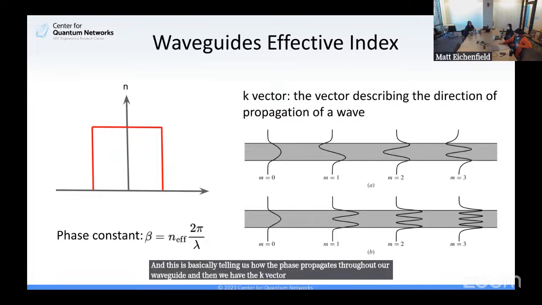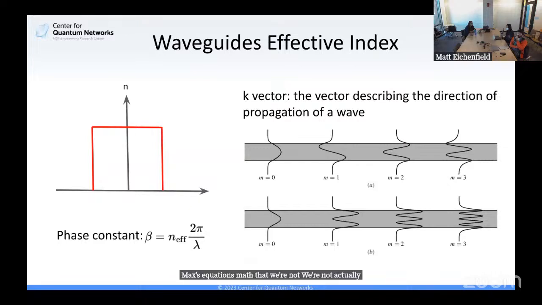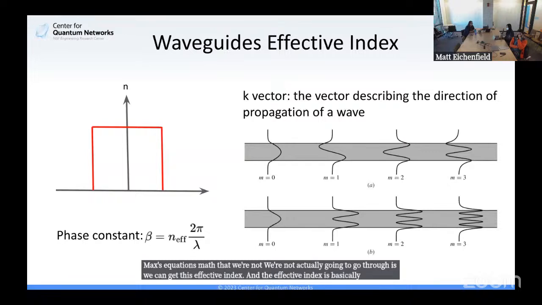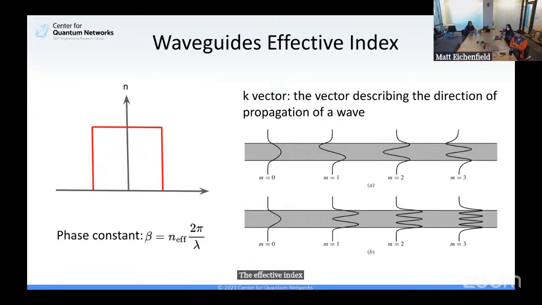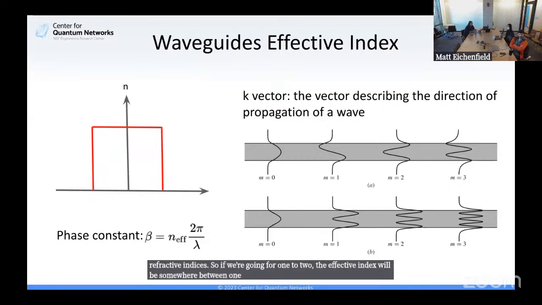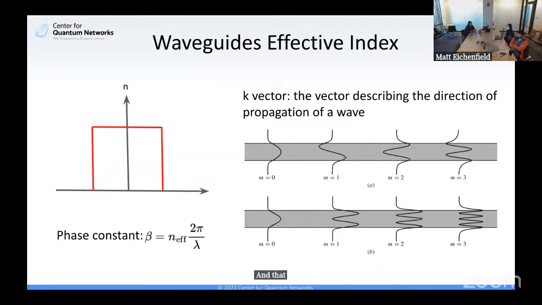Then we have the K vector, which describes that actual propagation. Before, when we were looking at it, the light was bouncing around the waveguide through total internal reflection, or a series of total internal reflections. What we get when we go through this Maxwell's equations math, which we're not actually going to go through, is the effective index. The effective index is basically saying that if we have this geometrical structure with these different refractive indices, the effective index is going to be in between our different refractive indices. So if we're going from 1 to 2, the effective index will be somewhere between 1 and 2, depending on your geometrical structure. And you're going to have a certain effective index for each of the modes that will propagate in your waveguide.